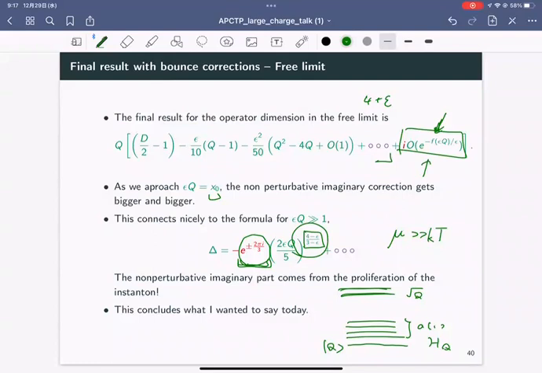Also, what's the bulk dual of this one? Could it correspond to black holes? But there is only one ground state, so it doesn't look a lot like black holes. Yeah, this is a question as well.